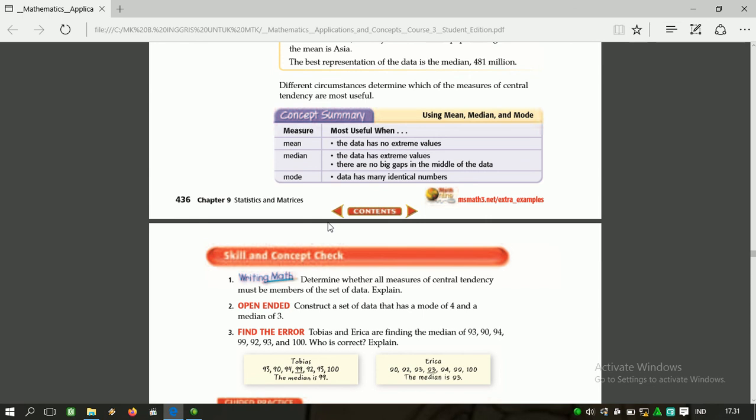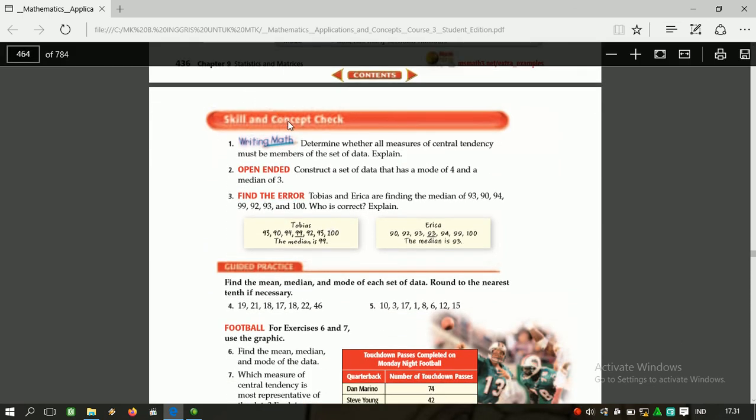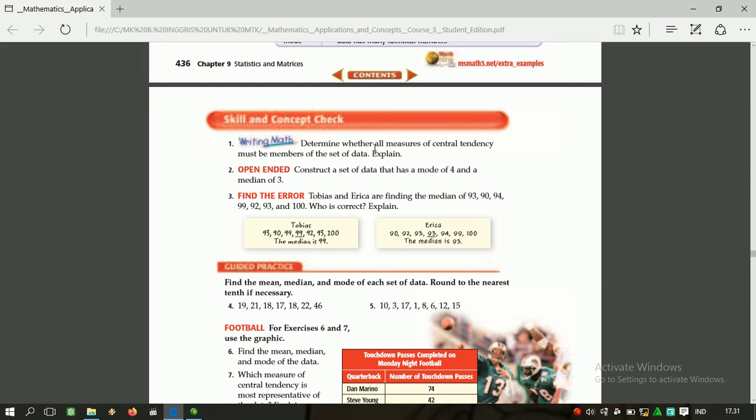Next, Skill and Concept Check. Number 1. Writing Math: determine whether all measures of central tendency must be numbers of the set of data. Explain. Number 2. Open-ended: construct a set of data that has a mode of 4 and a median of 3. Number 3. Find the error: Tabeas and Erika are finding the median. Who is correct? Explain.